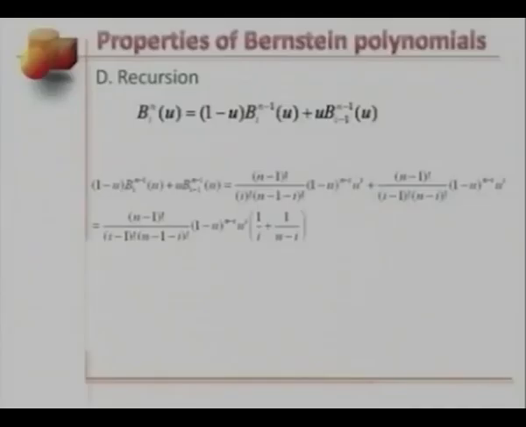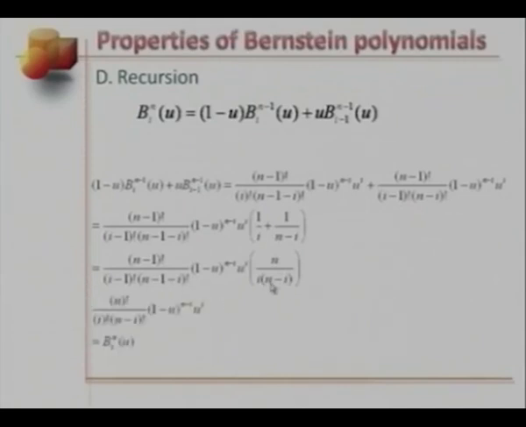If we work further with the right hand side, what we can do is take this factor out common, which is (n minus 1) factorial over (i minus 1) factorial (n minus 1 minus i) factorial times (1 minus u) raised to n minus i times u^i, and what will be left is 1 over i plus 1 over n minus i. A little bit of algebra. This term here will be n over i times (n minus i).